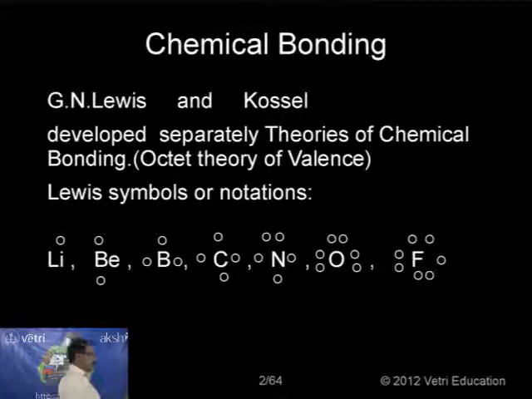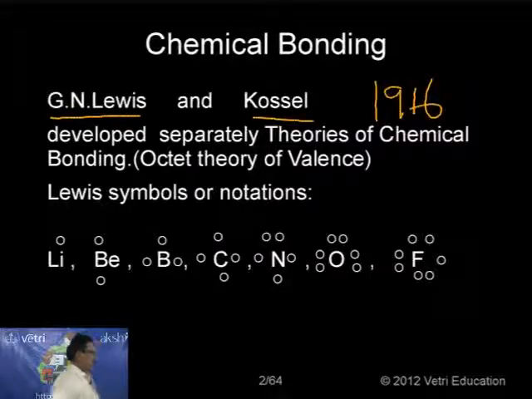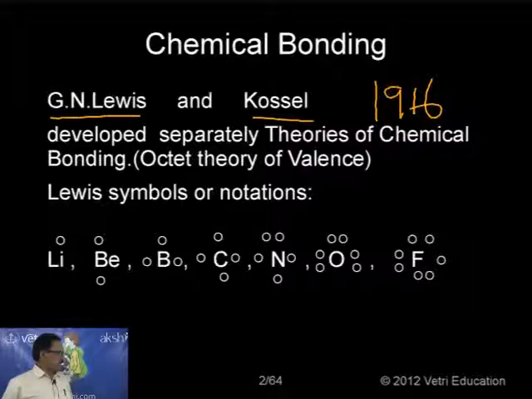G.N. Lewis and Kossel in 1916 developed separately theories of chemical bonding. So, Lewis worked separately and Kossel worked separately in two different laboratories regarding chemical bonding. And they have proposed a theory, we are calling it the Lewis and Kossel theory.